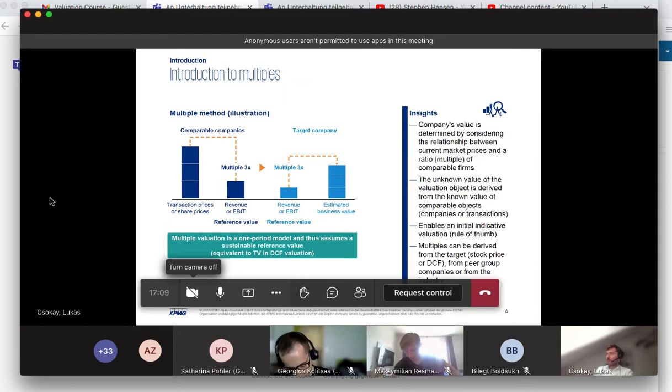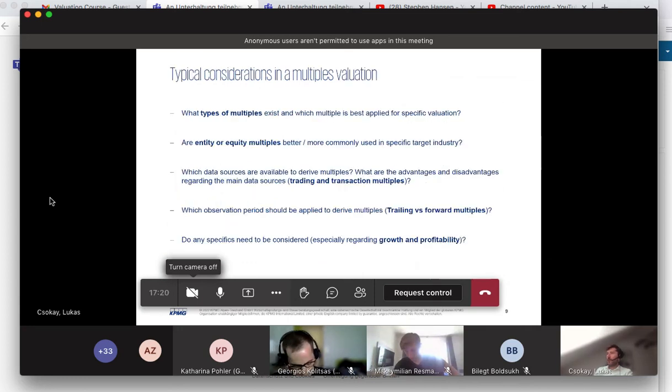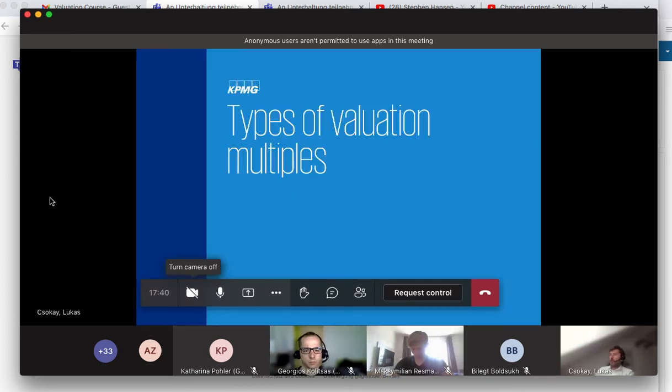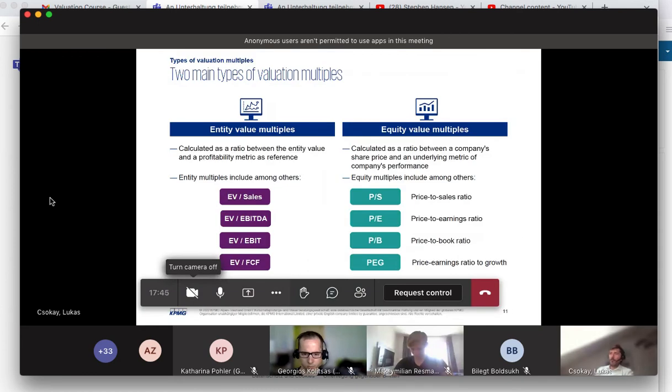And what's also important here, I think the other points you can go through on your own, and we have here some typical considerations in multiple valuations, and I think we are going to address most of these questions in the guest lecture. So we discuss types of multiples, entity and equity multiples, and so on. I'll start with the types of valuation multiples first.